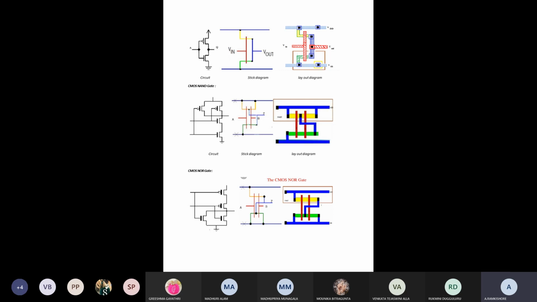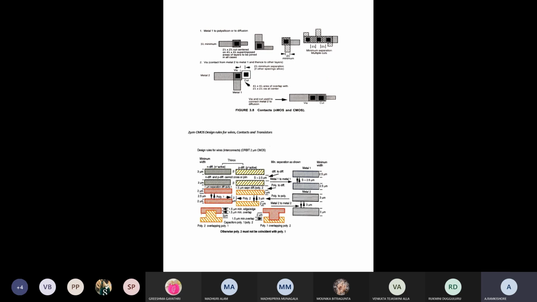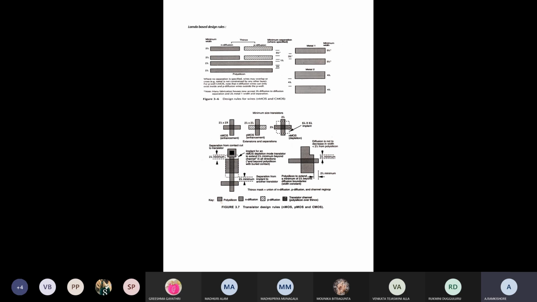This is how we draw a stick and layout diagram for any type of MOS transistor, and that is about today's class. We will see the remaining topics and concepts in the next class. Some of the layout rules we will discuss in tomorrow's class.